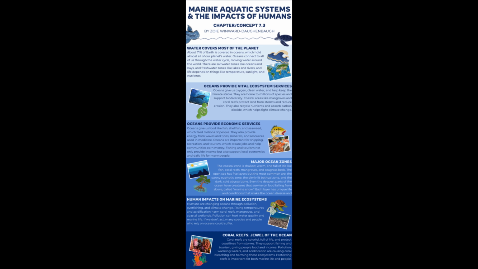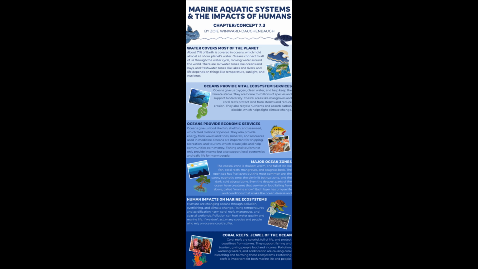There are different types of aquatic systems. There's saltwater zones. This would be your oceans, seas, and bays. And then there's freshwater zones, which would be your lakes, rivers, and streams. Where different organisms live depends on things like temperature, sunlight, and nutrients, and these conditions change a lot from place to place.